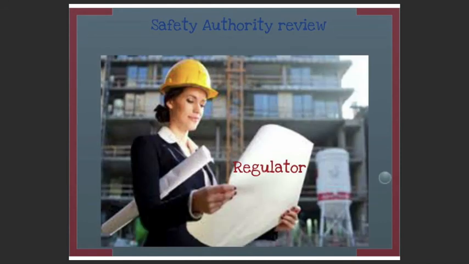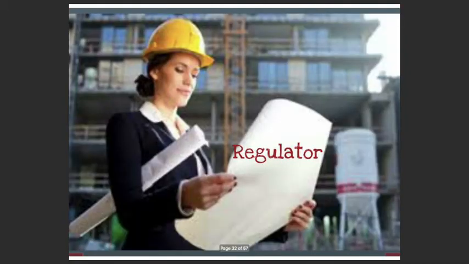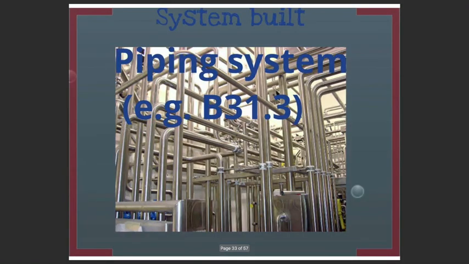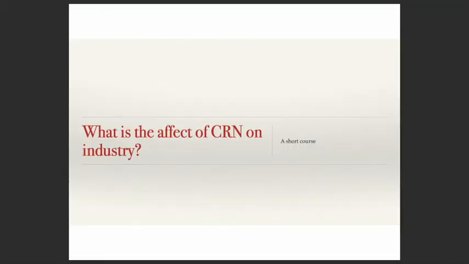Once these guys all send their designs to the regulator, they get approvals, and then the system designer can use those parts in the PNID and can submit the PNID to the government, and the government then approves the PNID. So there's 2 levels of approval here. The system is then built, but because piping code is law in every province of the country, every piping system has to be inspected. Now, what is the effect of CRN on industry?